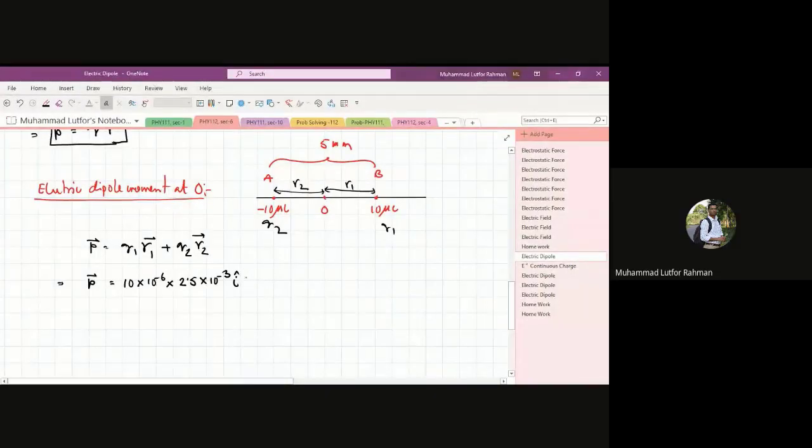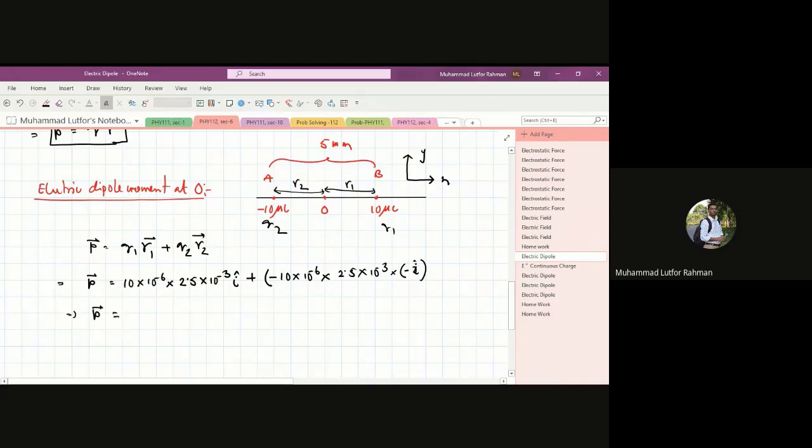Now, what about the Q2? Q2 is basically minus 10 into 10 to the minus 6 into 2.5 into 10 to the minus 3 into minus I hat. Say I hat because I choose, say this is my positive x direction and say this is my positive y direction. Right. I'll find this equation basically.